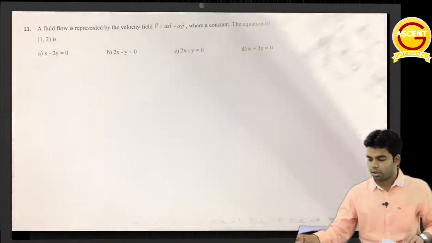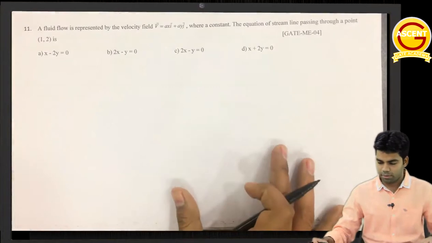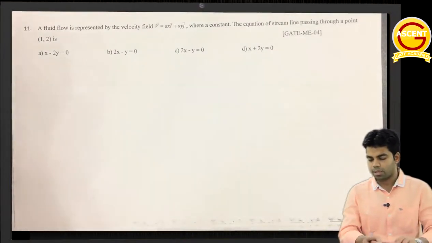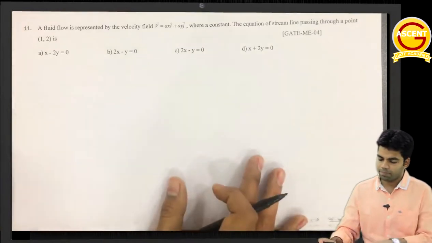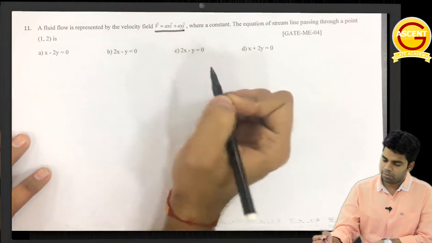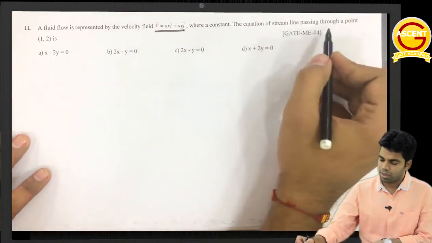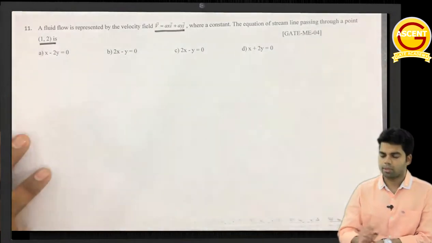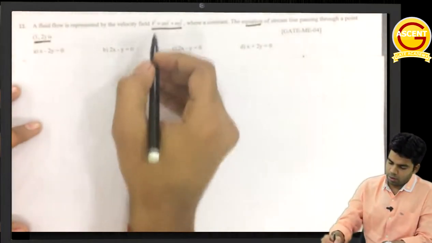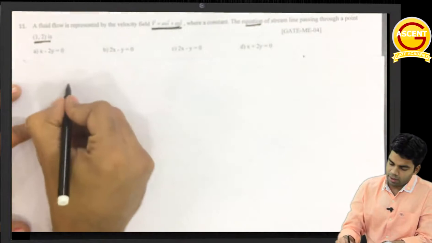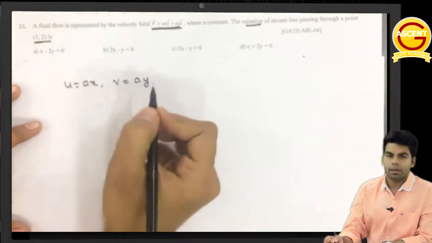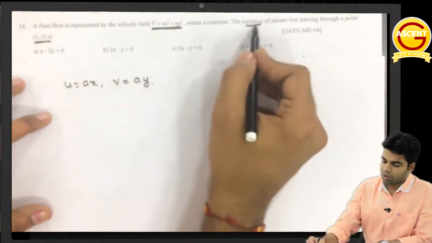Clear or not? Next is question number 11, asked in GATE 2004. A fluid flow is represented by a velocity field V = axi + ayj. The equation of a streamline passing through the point (1, 2) is... So this is the velocity vector given. How to solve this? As clear from this velocity vector, u = ax and v = ay.